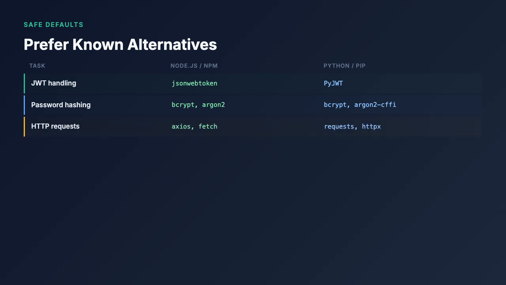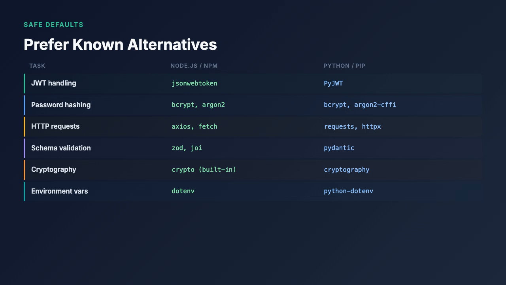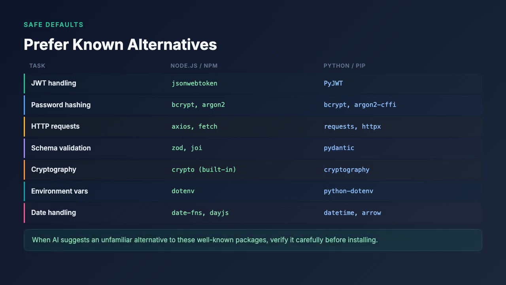For HTTP requests, Axios or Fetch in Node, Requests or HTTPX in Python. For schema validation, Zod or Joi for Node, Pydantic for Python. For cryptography, use the built-in crypto module in Node and the cryptography library in Python. For environment variables, dotenv or python-dotenv. And for date handling, date-fns or Day.js in Node, and the built-in datetime module or Arrow in Python. When AI suggests an unfamiliar alternative to any of these, verify it carefully. These established packages have extensive security track records that newer alternatives cannot match.